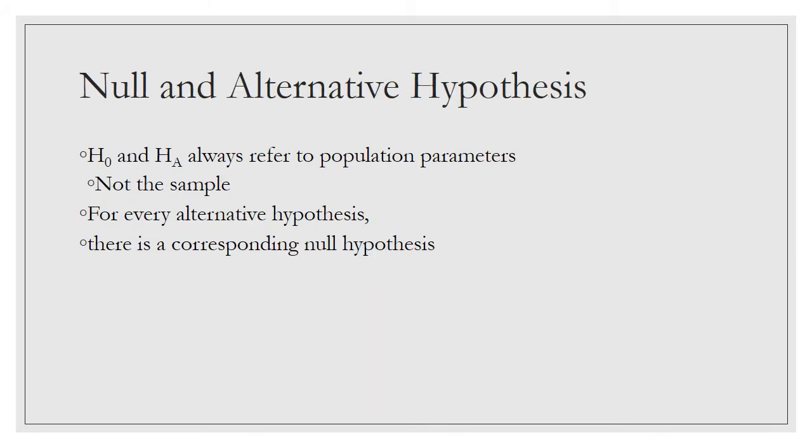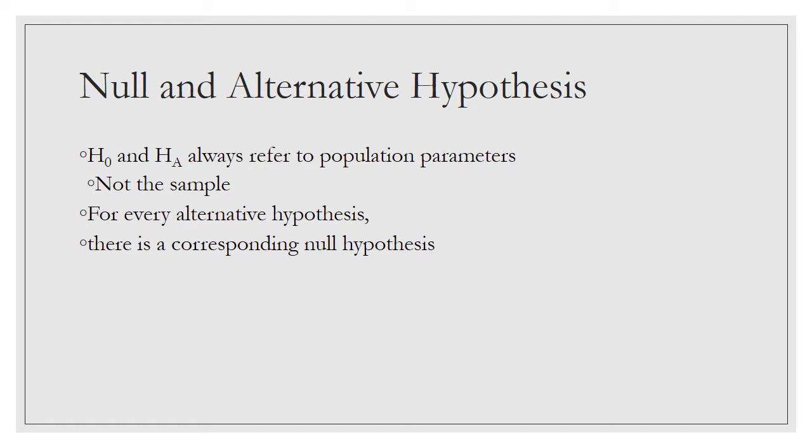It's useful to repeat our language, our null and alternative. It's also useful to see our symbols, H0, our null, HA, our alternative. Always refer to population parameters, not the sample values. That's why we can state them before we even collect our data.